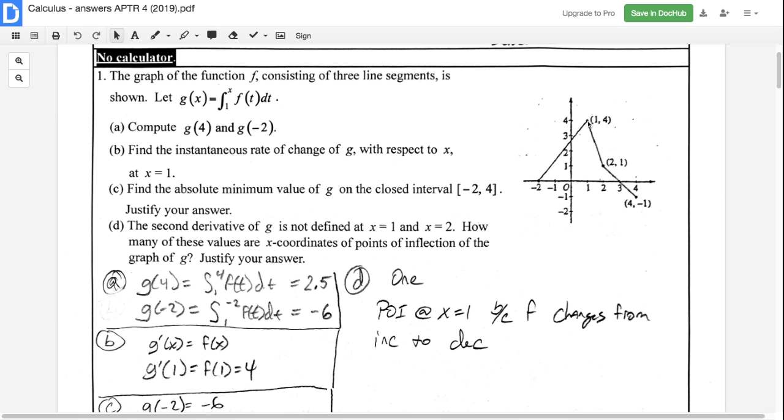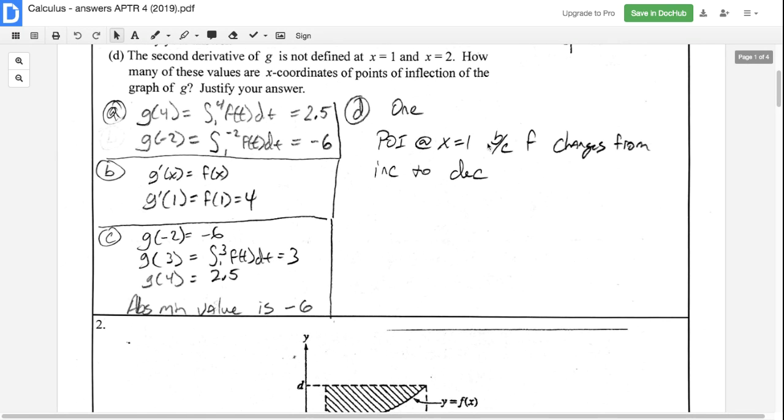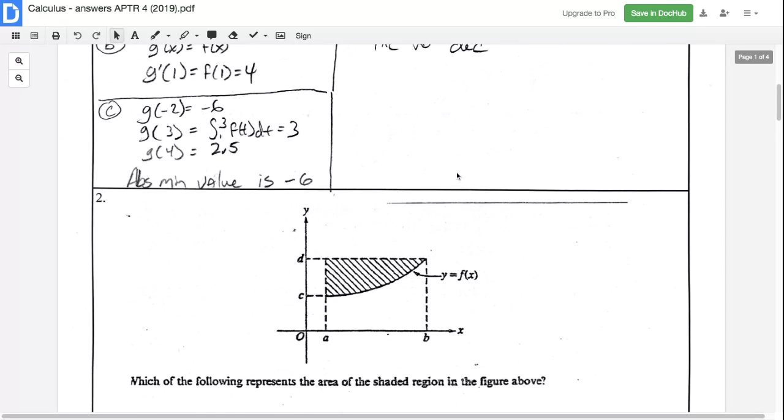At 1, we change from increasing to decreasing. At 2, it's decreasing on both sides, so we don't change. So that means I only have a POI at 1 because f changes from increasing to decreasing.